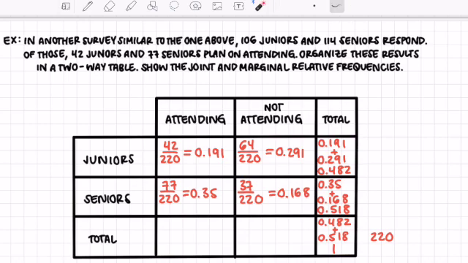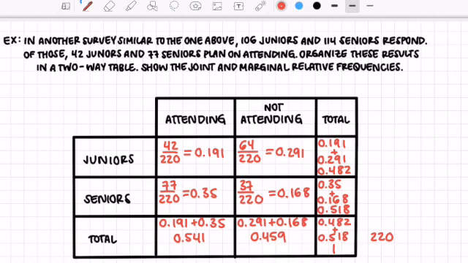And then over here, we want to identify the percentage that attended and the percentage that did not attend. All I need to do again is add up 0.191 plus 0.35, which would equal 0.541. And then on the other side, the percentage that did attend would be 0.291 plus 0.168, which would equal 0.459. Done.